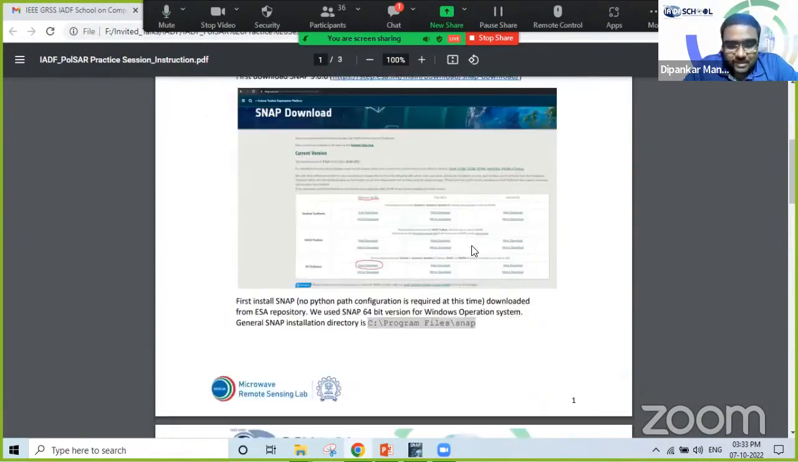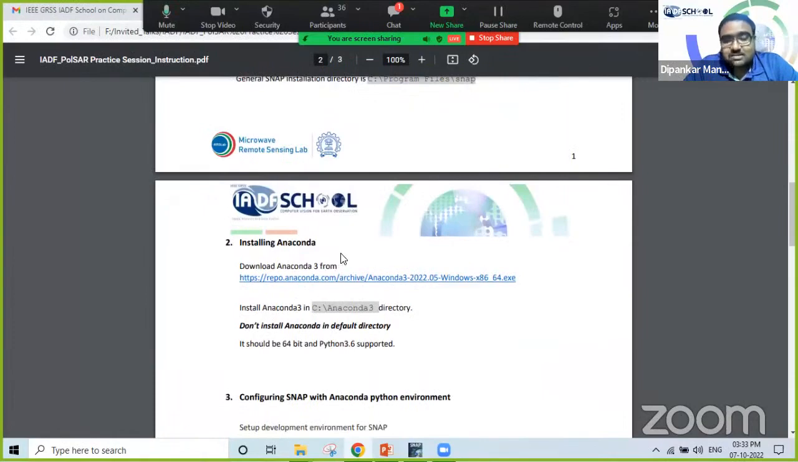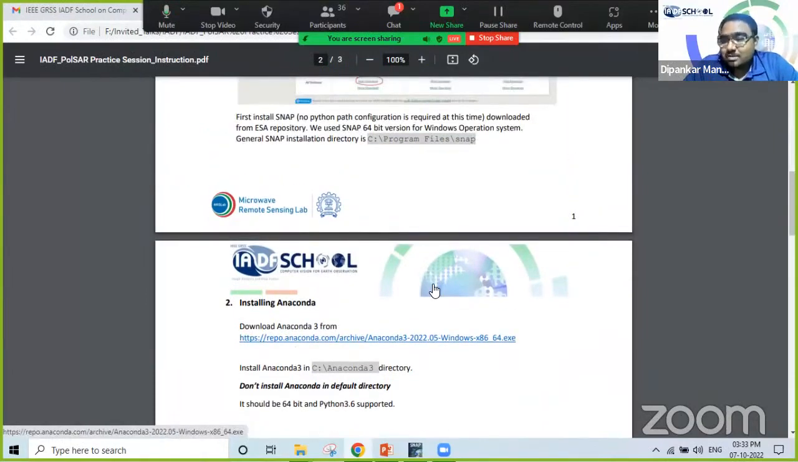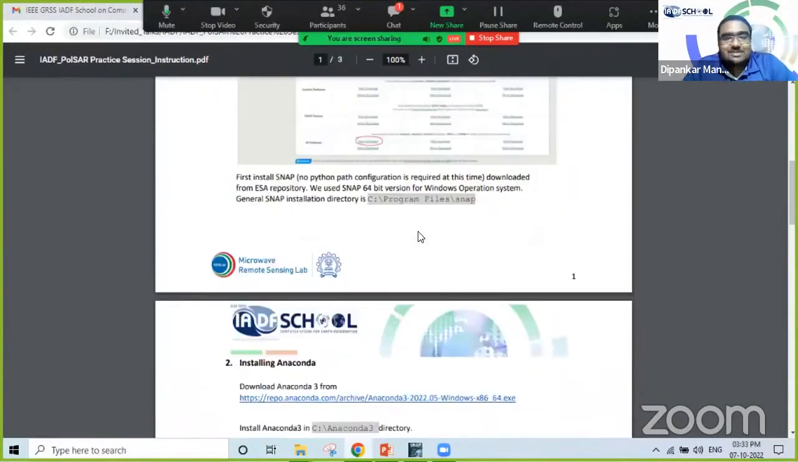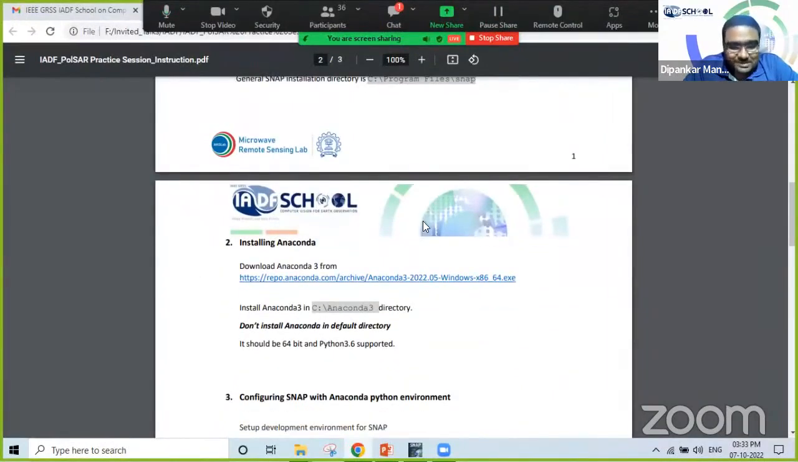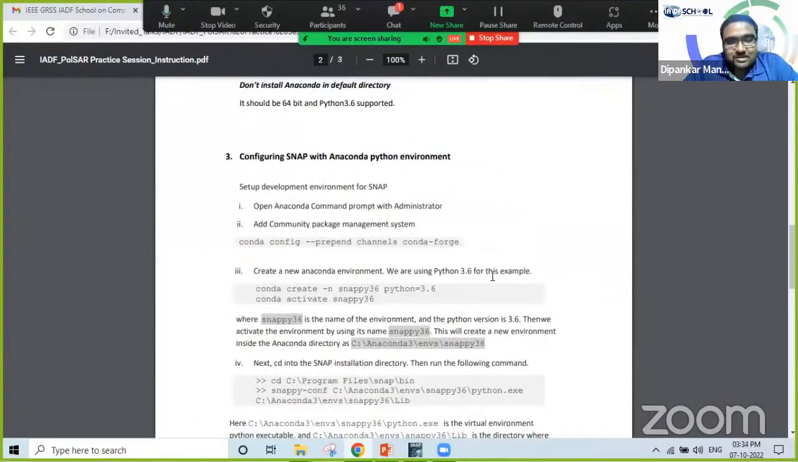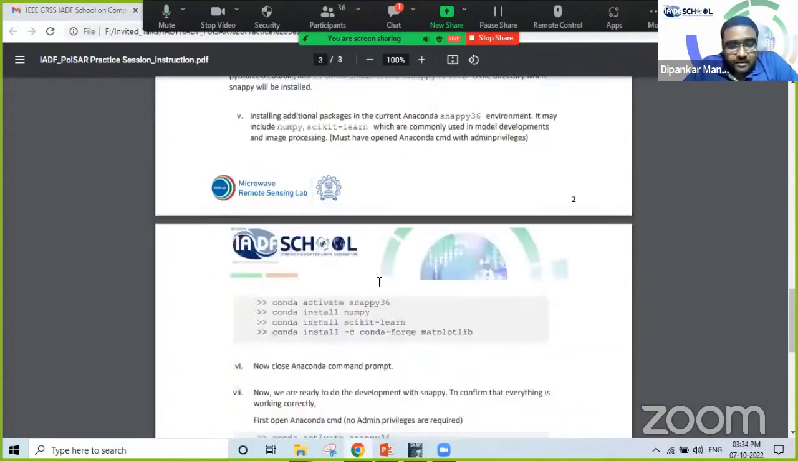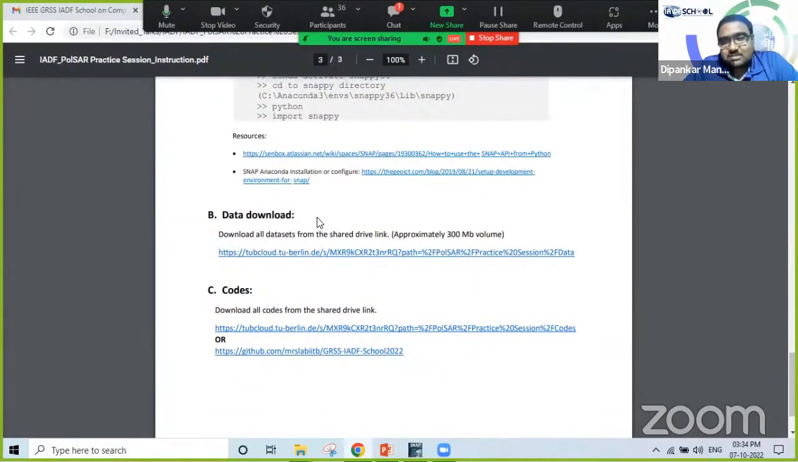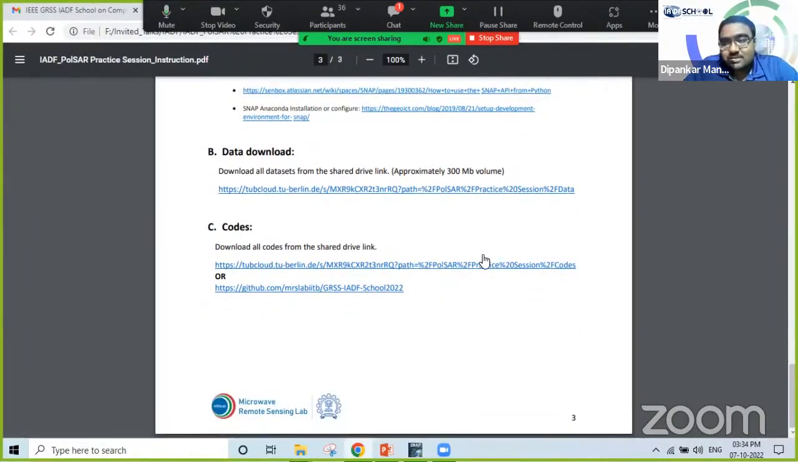cross-link different processing pipelines. In parallel, we also need an Anaconda installation, preferably Anaconda 3 with Python 3.6, because currently SNAP allows up to Python 3.6 and 3.7. So it's better to install Python 3.6 for general operation in Anaconda and SNAP. One of the major important parts of this configuration is the SNAP and Anaconda Python environment setting, which is given with a step-by-step methodology that is very easy. We just need to provide the path of SNAP and configure the Anaconda environment accordingly. At the end, I provided some data download options, which can be found in the repository. The codes are available in the repository, and we have also created a GitHub repository dedicated to this school, which can be accessed through this instruction file.